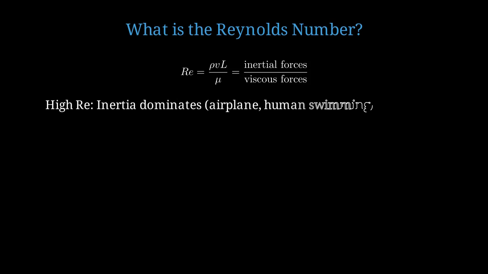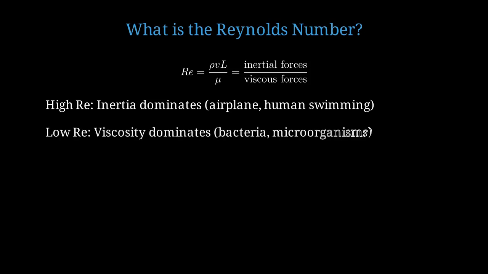At high Reynolds numbers, inertia dominates. This is the regime where airplanes fly and humans swim. When you push water backward, momentum carries you forward. At low Reynolds numbers, viscosity dominates. This is the world of bacteria and microorganisms. The fluid is like thick molasses, incredibly viscous relative to inertial effects.